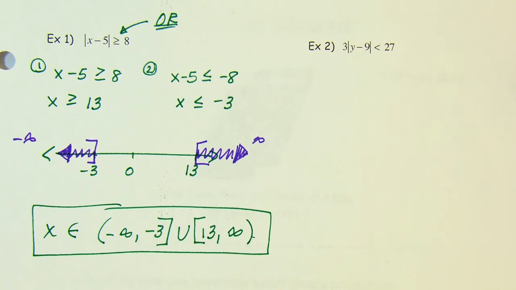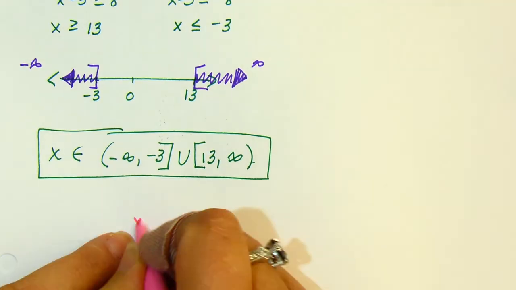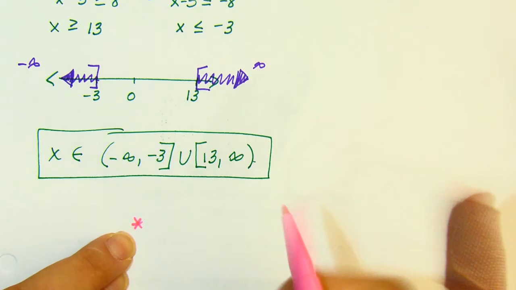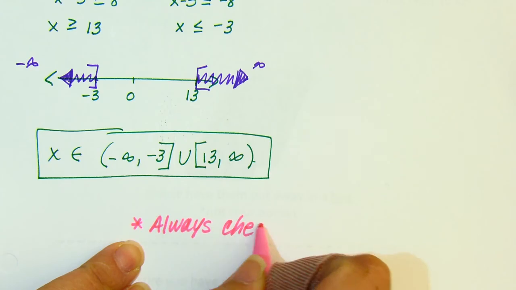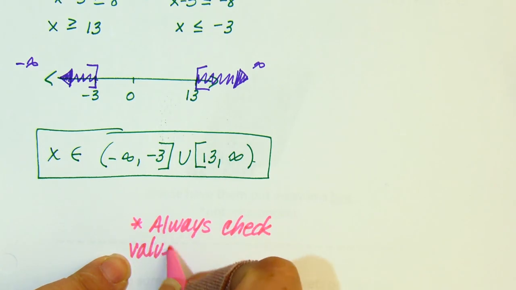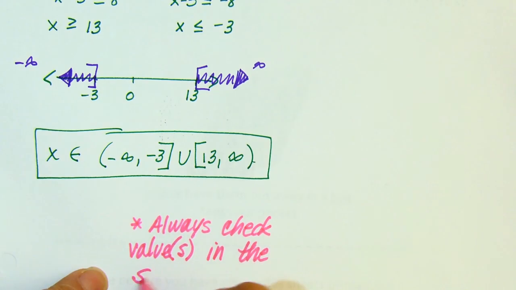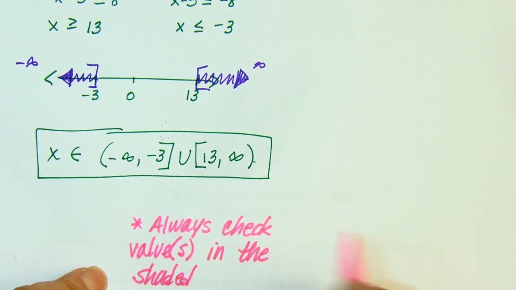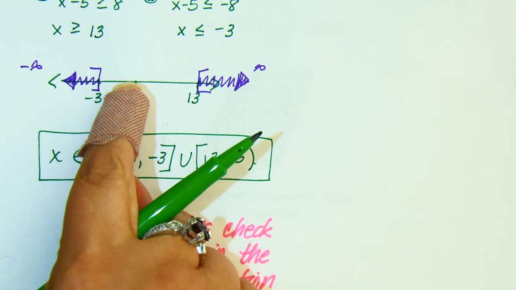Now, you really should always check these, check your values, but the values that you choose to check have to be in that shaded part, okay? So always check values in the shaded section. If you choose a value that's not in the shaded section, you're going to get a false, okay? So if I wanted to test 0, 0 should be false. 0 should make this false.